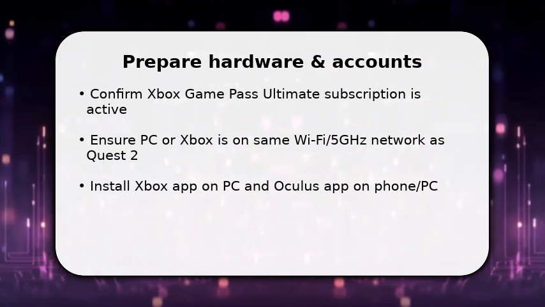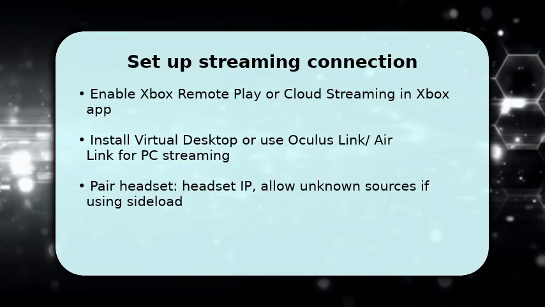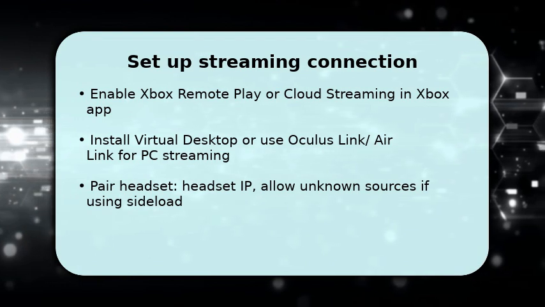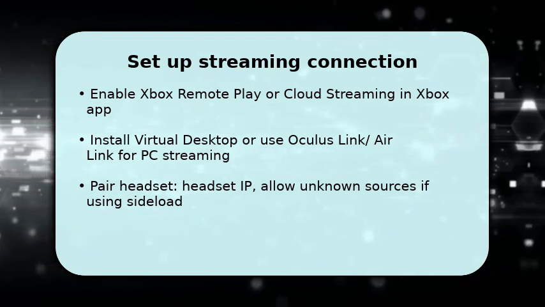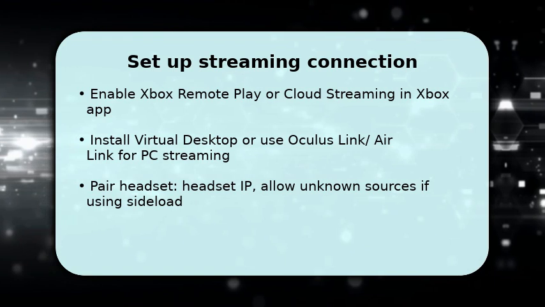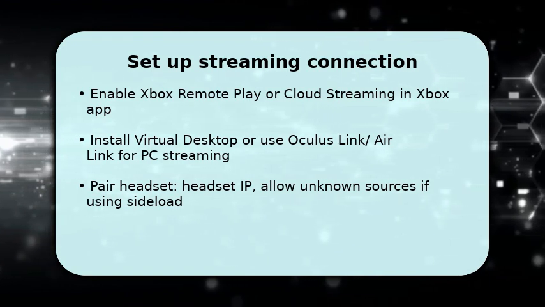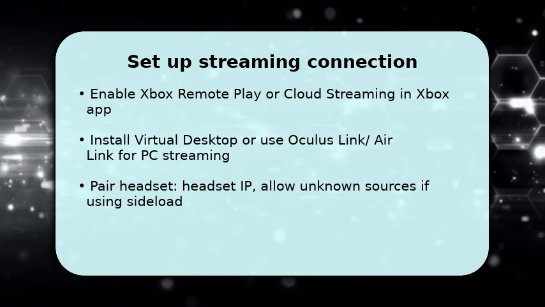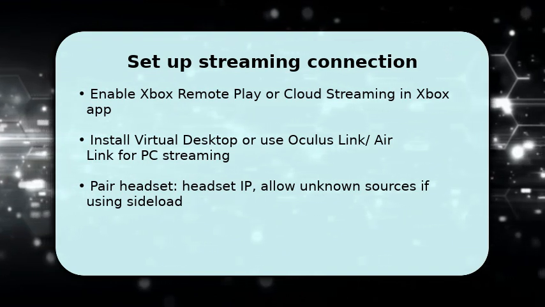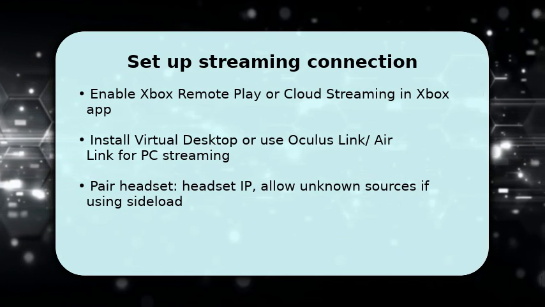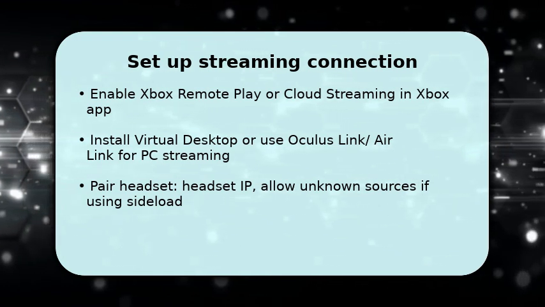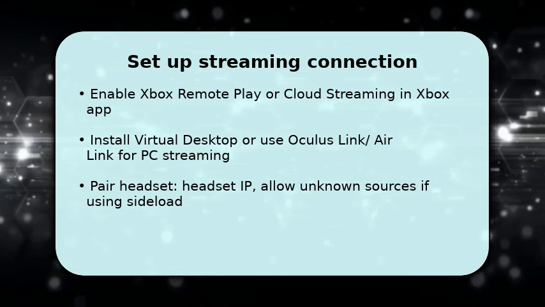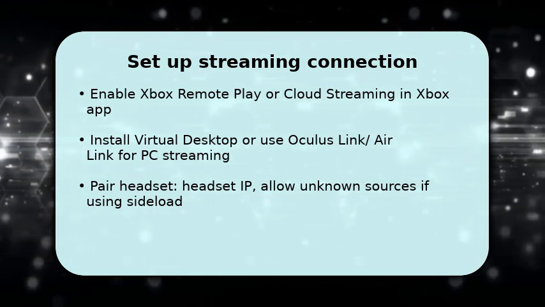Next, you configure the streaming path. Enable Xbox Remote Play or Cloud Streaming in the Xbox app, depending on whether you stream from PC or Xbox versus the cloud. If using your PC, install Virtual Desktop or enable Oculus AirLink/Oculus Link. Pair the Quest 2 with your PC by following pairing prompts and entering the headset IP if required. Once paired, launch the Xbox app and start a remote session. This creates a virtual display you can look into from the Quest 2.